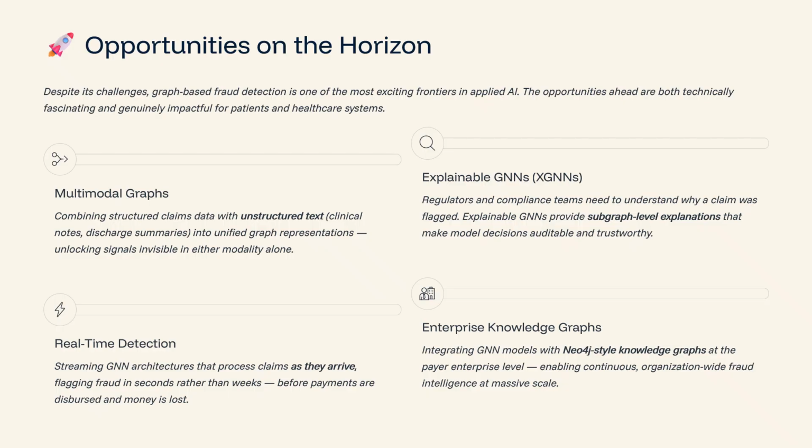Explainable GNNs address a critical real-world requirement. Regulators and compliance teams need to understand why a claim was flagged, not just that it was flagged. Explainable GNNs provide subgraph-level explanations that make model decisions auditable and legally defensible. Real-time detection is where the financial stakes are highest. Streaming GNN architectures that process claims as they arrive, flagging fraud in seconds, could stop payments before money leaves the system rather than trying to recover it after the fact.